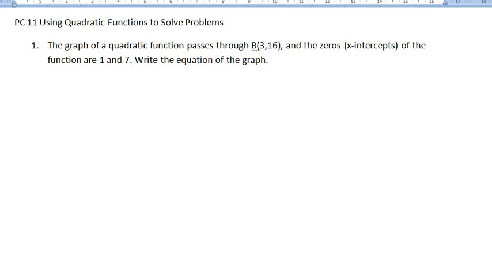Hello and welcome to our sixth and final lesson on quadratic functions. Today we're going to be solving problems using quadratic functions.